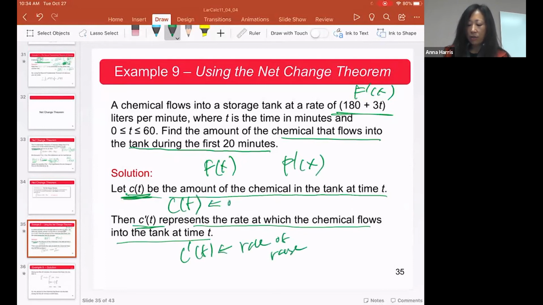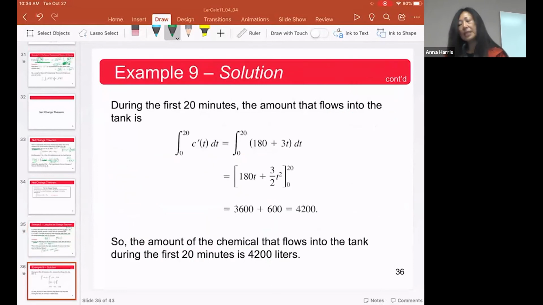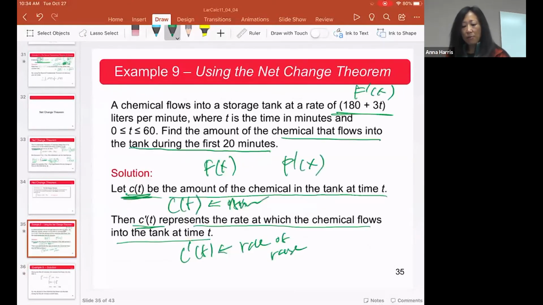And this is the original amount. It's just the amount that you're going to have. So we're going to rewrite that problem as a calculus problem. All right, so read this problem again.